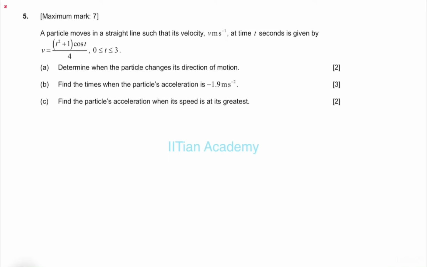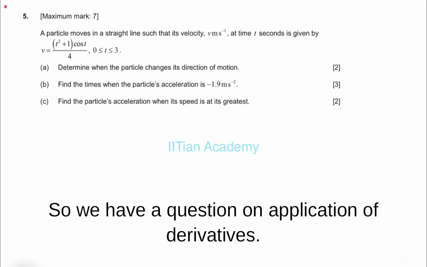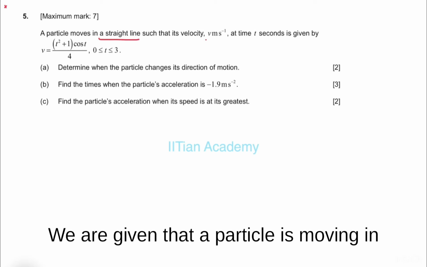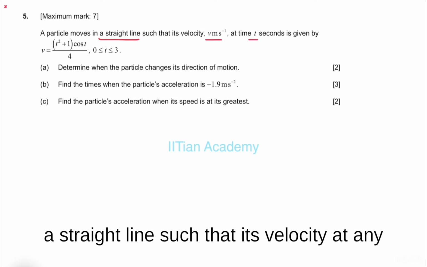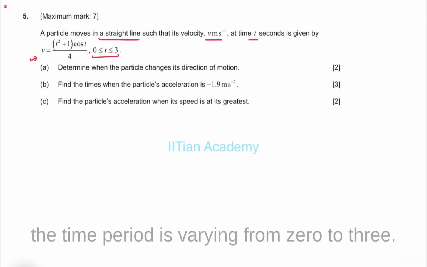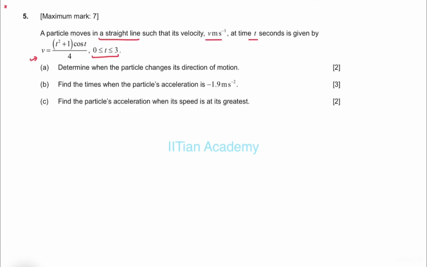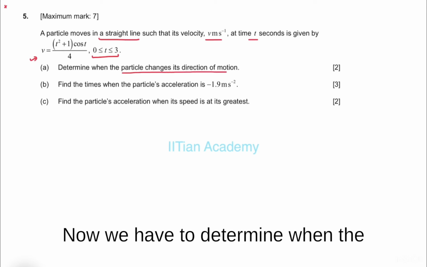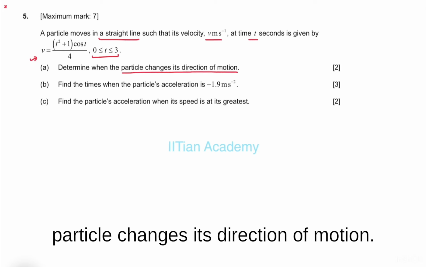Hello friends, so we have a question on application of derivatives. We are given that a particle is moving in a straight line such that its velocity at any time t is given by this particular function, and the time period is varying from 0 to 3. Now we have to determine when the particle changes its direction of motion.